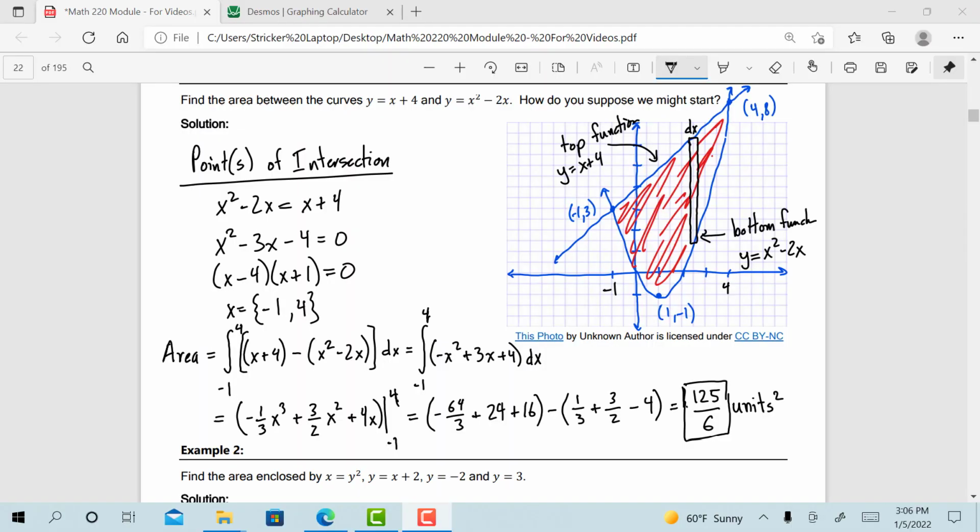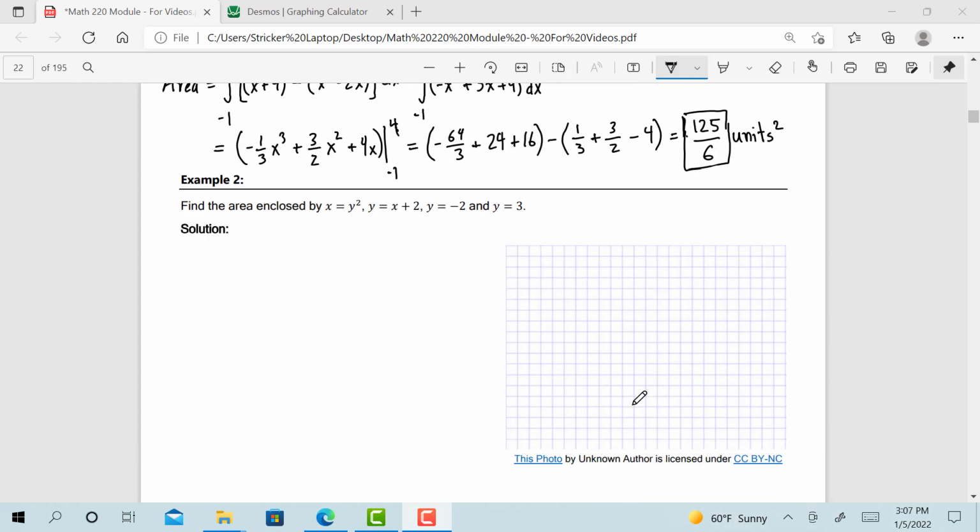Okay, welcome back. In the last video we went over example 1, and that was a case 1 example where we had a top function and a bottom function. We're now going to move on and look at example 2.